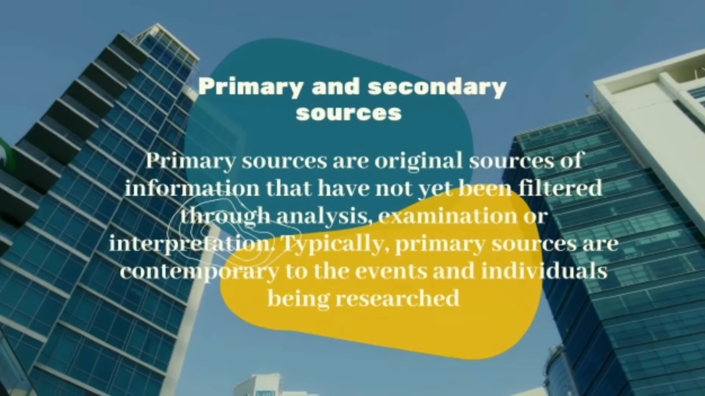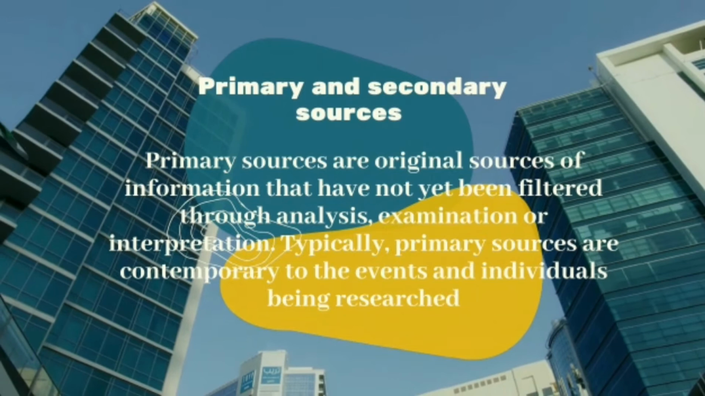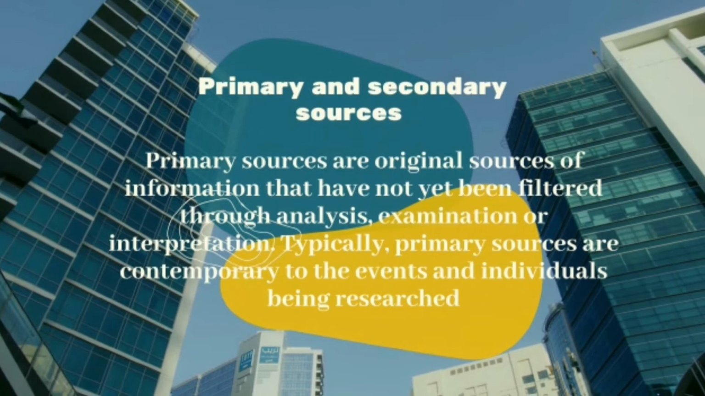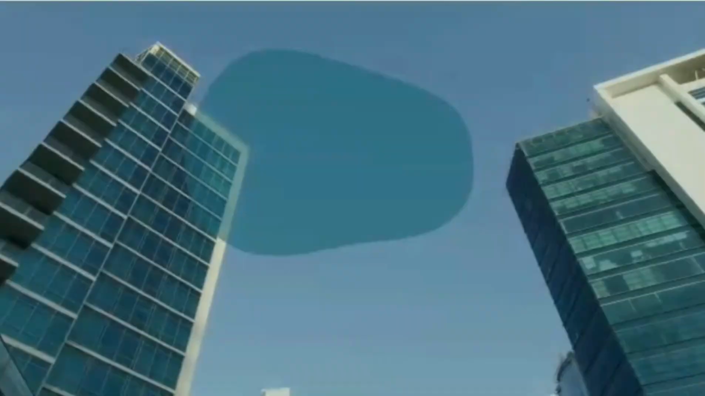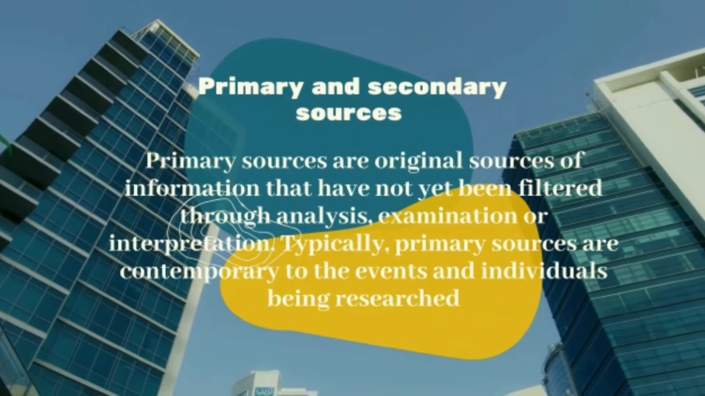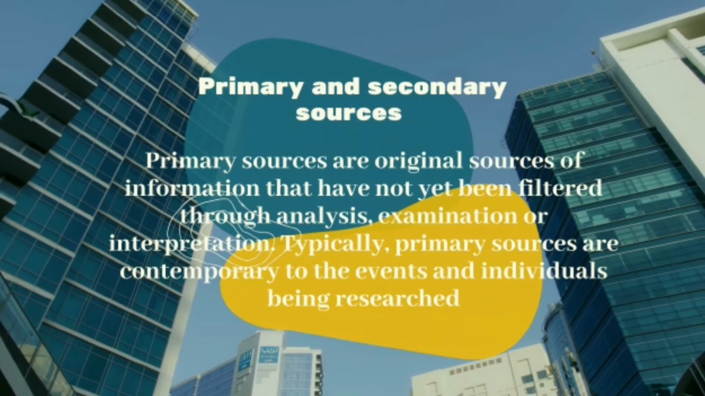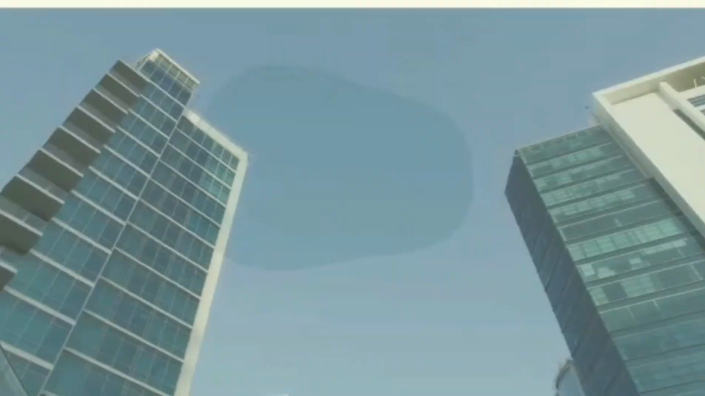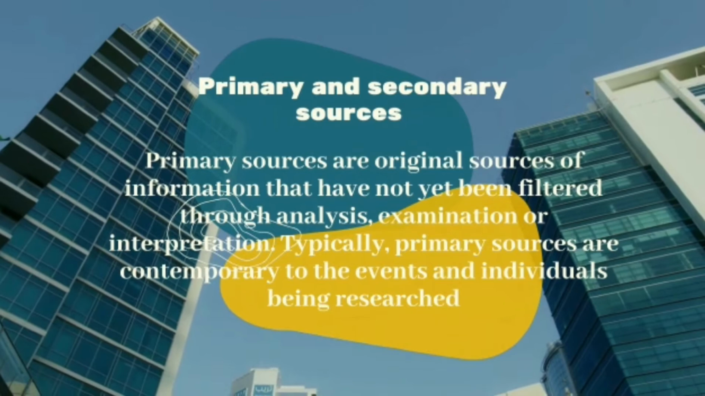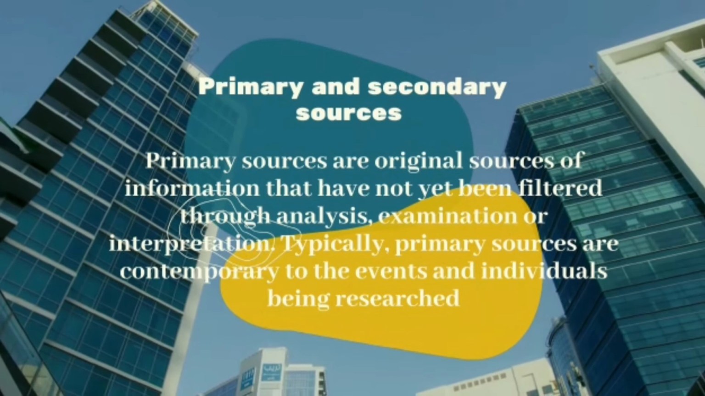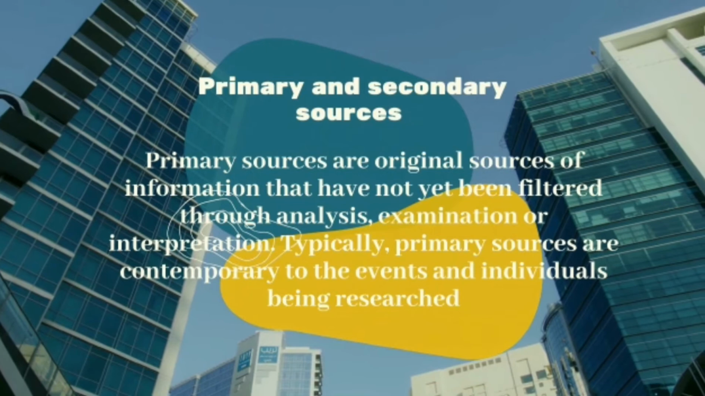Primary and secondary sources. What are primary sources? Primary sources are original sources of information that have not yet been filtered through analysis, examination, or interpretation. Typically, primary sources are contemporary to the events and individuals being researched. When you work with a primary source, you're doing your own analysis of the work in question. For example, you might read Harry Potter novels and then write an analytical essay about them. If somebody else then reads your writing and sees it as an essay of their own, they have used your work as a secondary source.